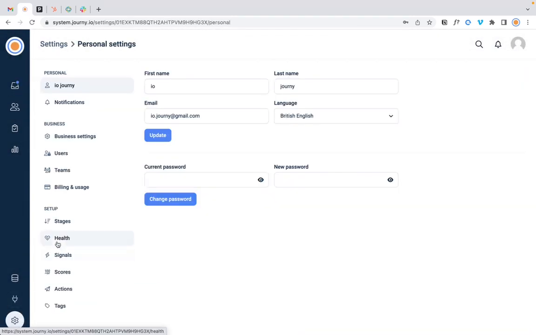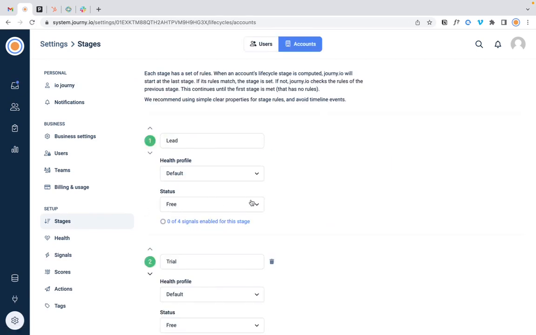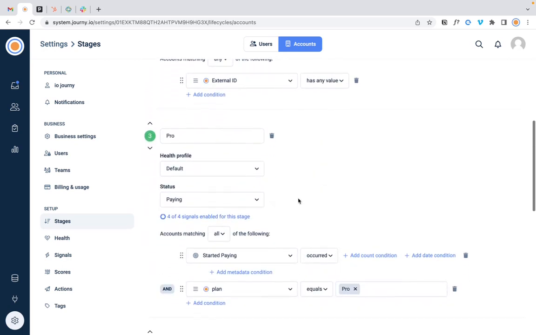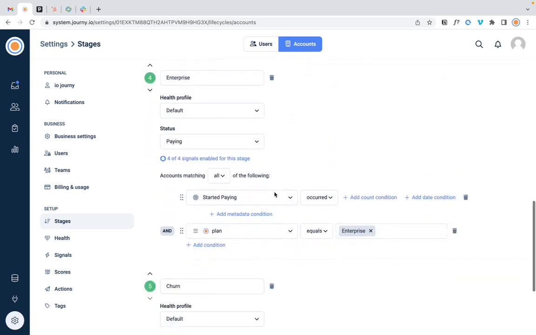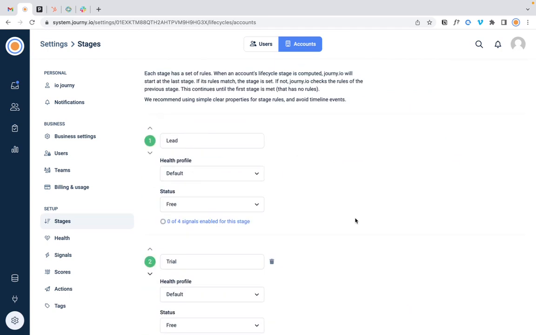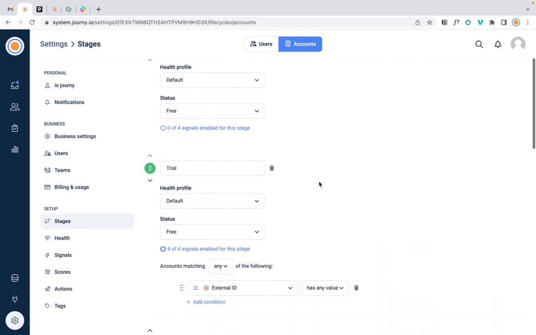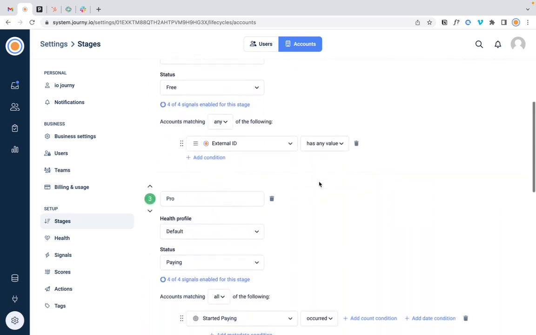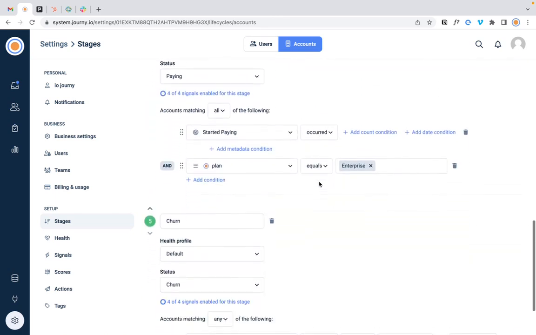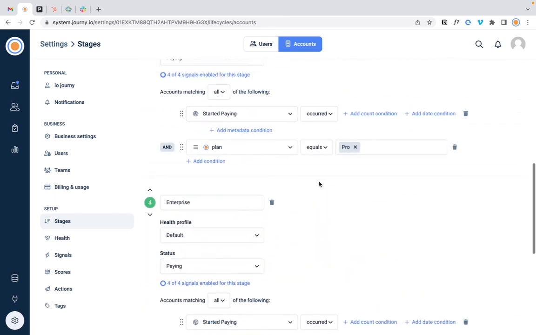You've seen previously how to set up stages, and you remember that for each stage, you had to set the status, whether it was free, a higher free, paying, higher paying tier, or churn. Well, first concept is the concept of positive and negative movements. A positive movement is when an account goes from free to a higher free, or from a free to a paying, or from a paying to a higher tier paying, or from a churn back to a paying.